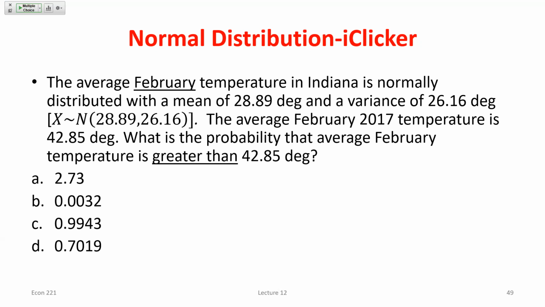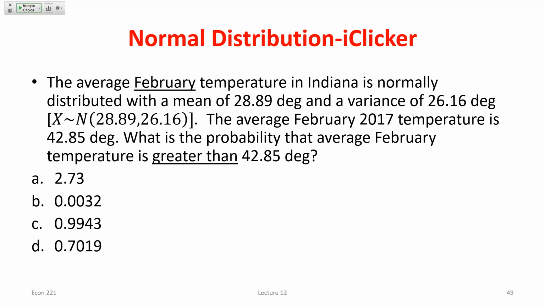28.89. I want to know the probability I saw 42.85 or greater. Now, initially I might think, well, this is so far away from the mean, like that probability has to be pretty close to 0, right?